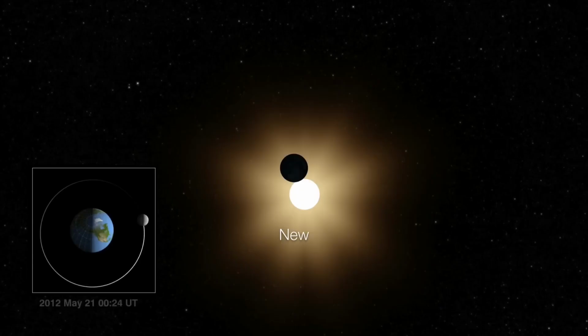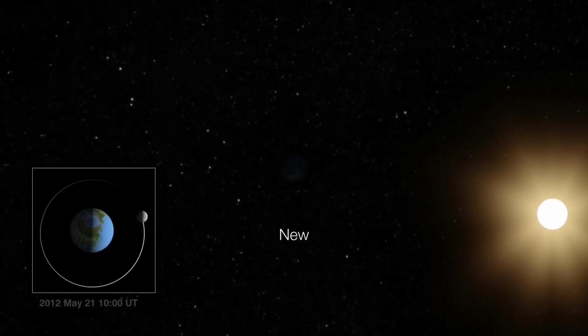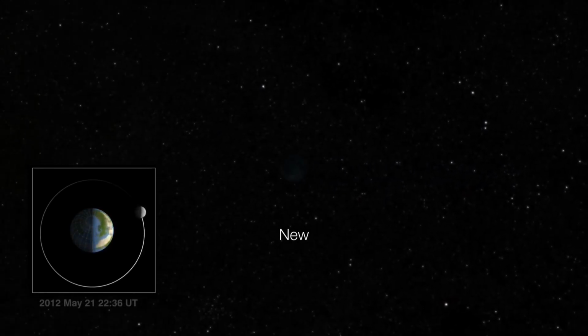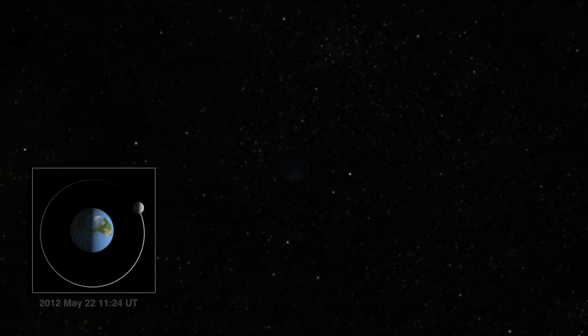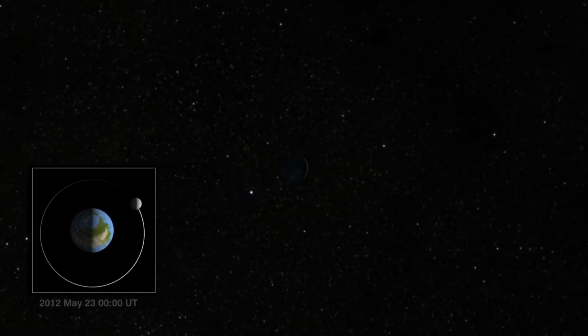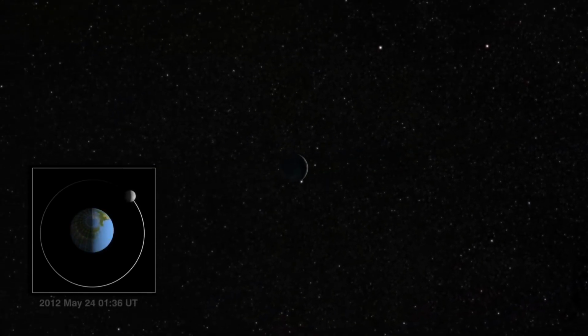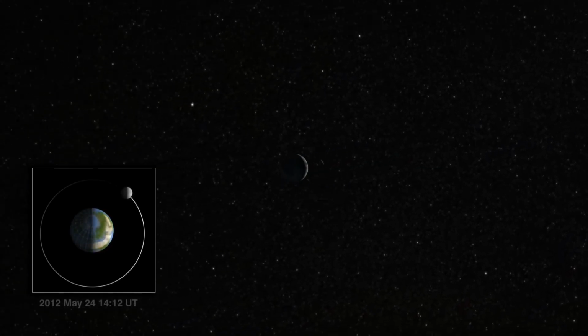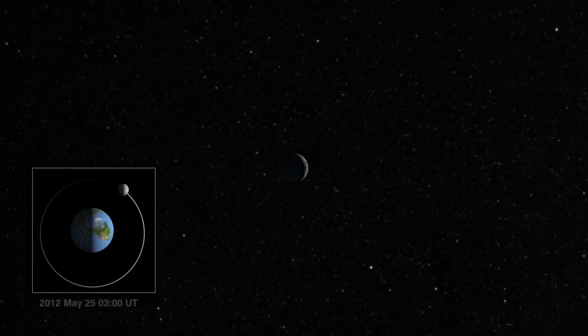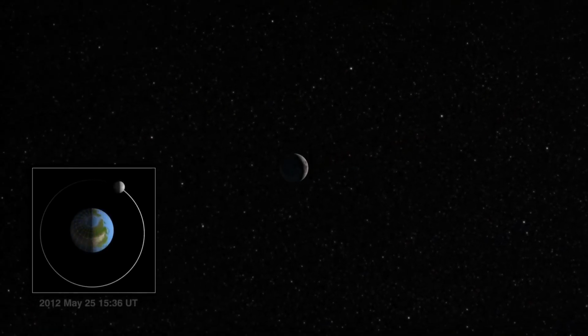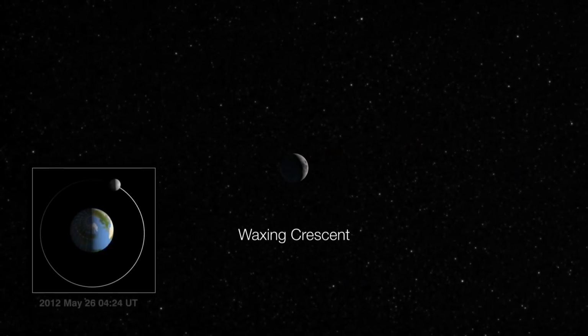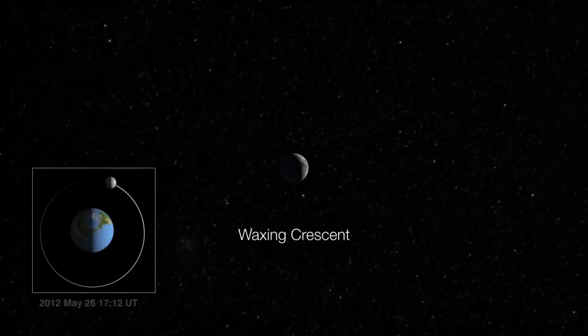Let's just watch the moon revolve around the Earth through one complete lunar cycle. So here we're in the new phase. We simply don't see the moon, but you notice that as the moon makes its way to about the 1 or 2 o'clock position in the inset, we're beginning to see just a little sliver of that illuminated side. So this is the waxing crescent.